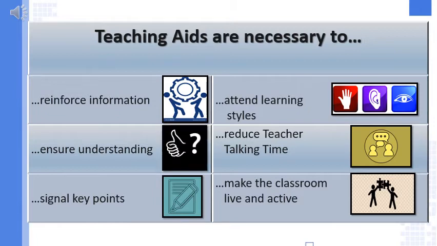Second, they ensure understanding. Images help students to retain more concepts permanently. Besides that, materials enhance motivation. And there's no doubt that students can learn better when they are motivated.